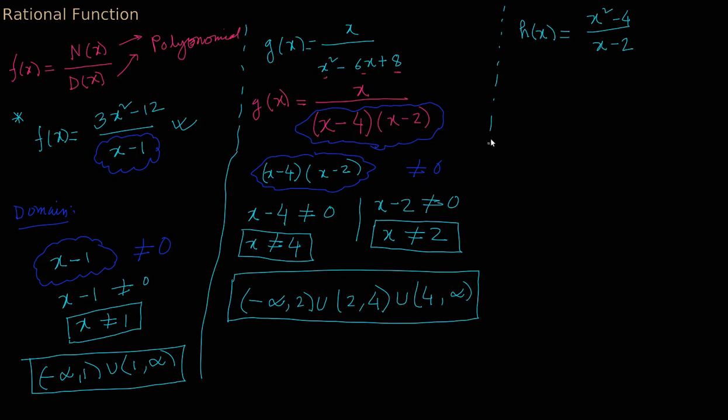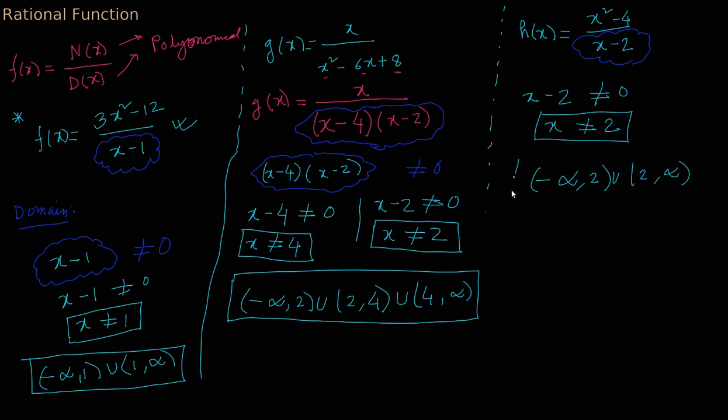Now let us look at the third function. The same way, x minus 2 cannot be equal to 0, so x cannot be equal to 2. This is essentially my domain, but in interval notation, it is negative infinity to 2, union 2 to positive infinity. This is how we find the domain of any rational function.